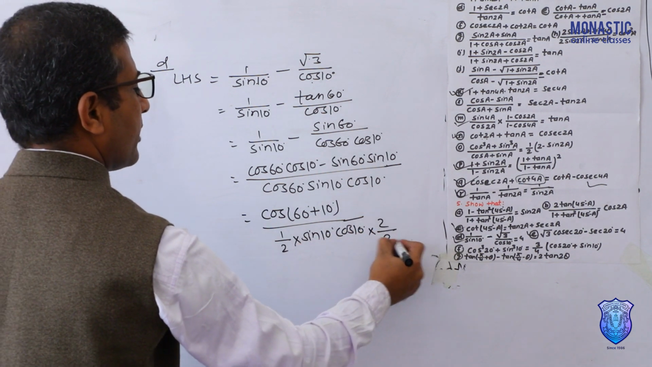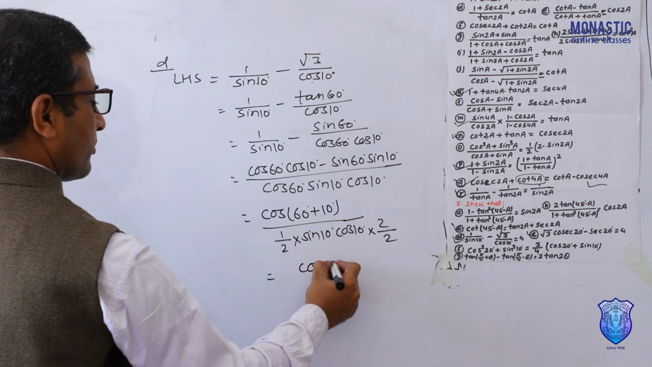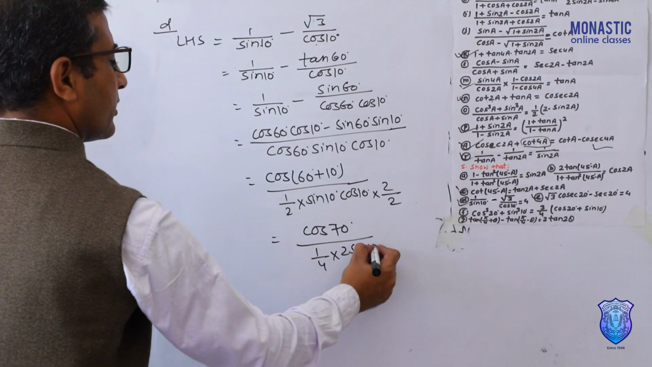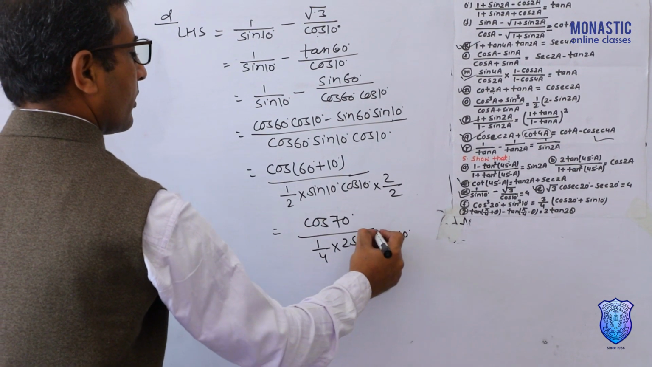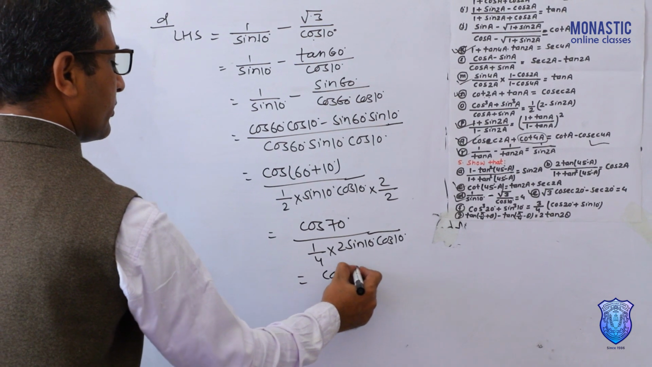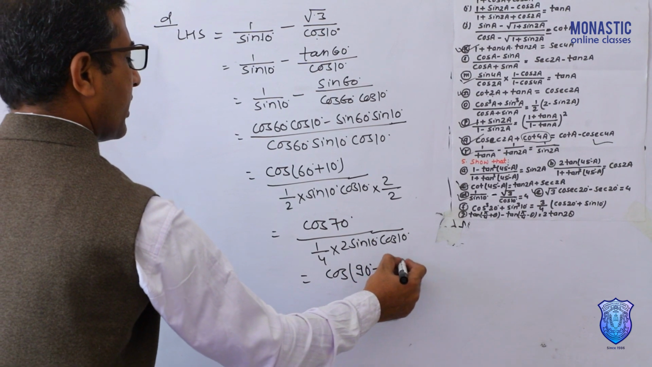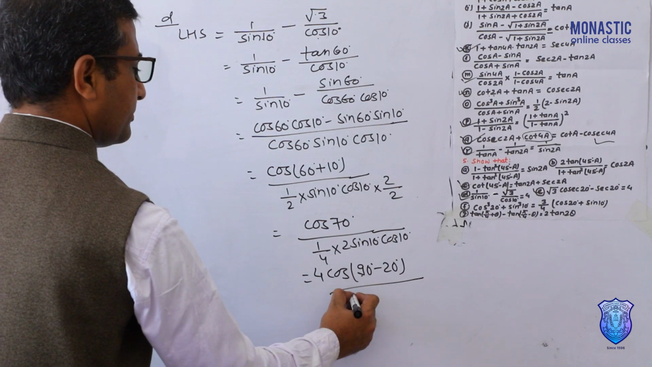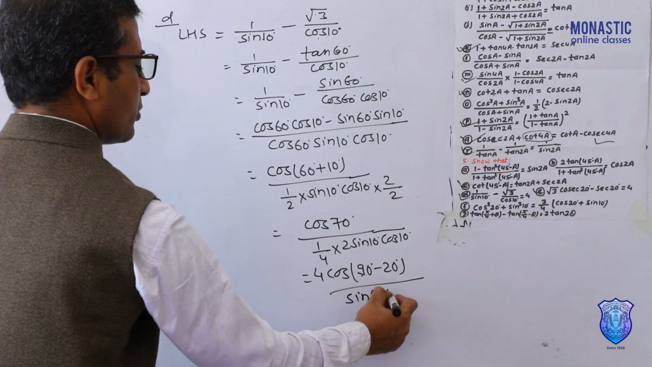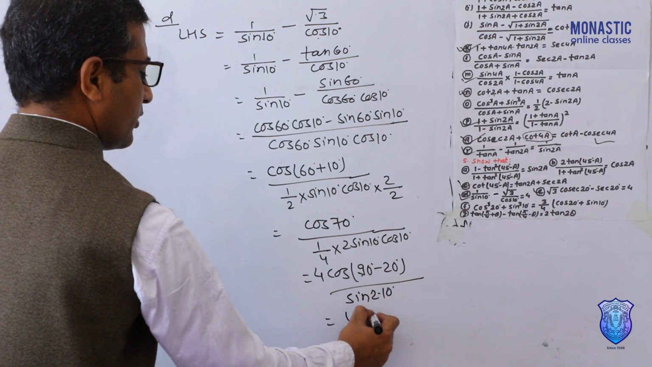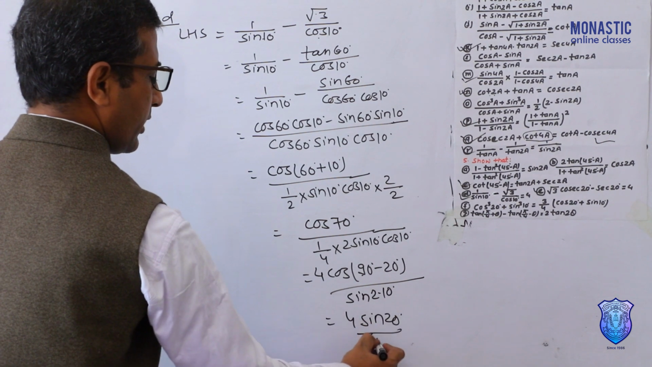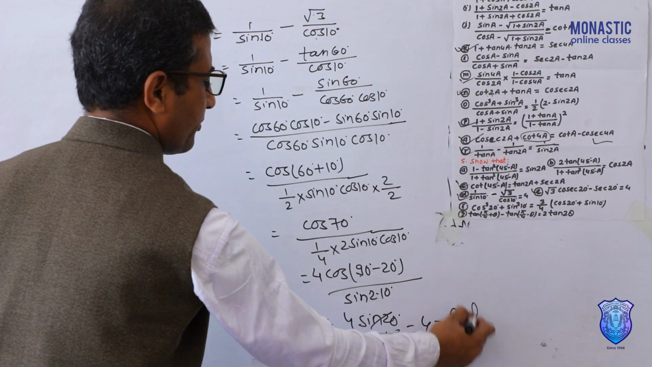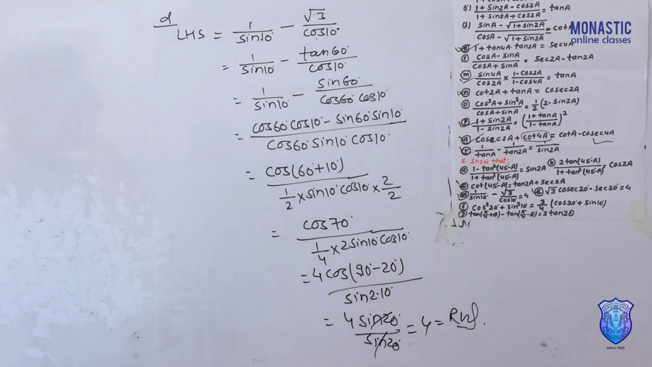We have to multiply it by 2 by 2. It is 2 sin 10 cos 10. We have to convert this cos into sin, so we can write 90 minus 20. It will be 90 minus 20, that is 70. 4 goes up. It came sin 2 into 10. 4 sin 20 by sin 20. Cancel these two. That's the 4. That's the answer you have.